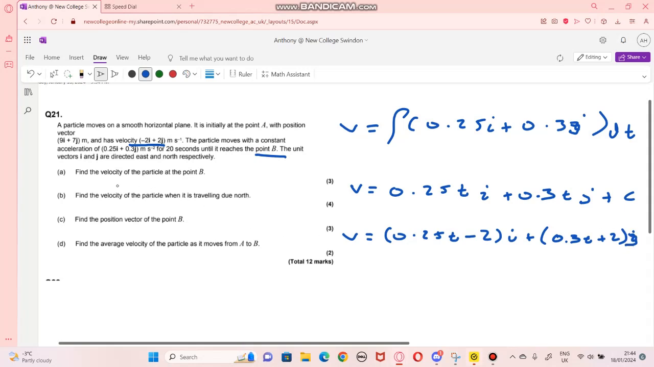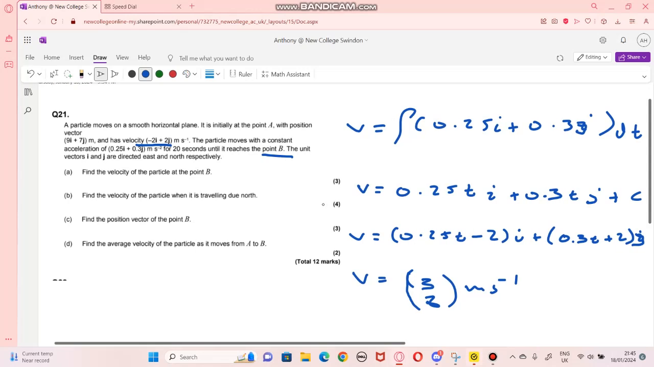Now we want to find the velocity of the particle at point B. We read over the question. It says for 20 seconds until it reaches point B. So now we can plug 20 seconds into our equation of velocity. Once we plug it in, we'll get a value of i equal to 3, and we'll get a j equal to 8. So we get 3i + 8j meters per second. So that's part A. Moving on to part B now.